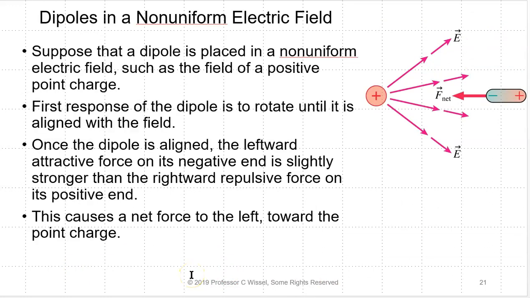Dipoles in a non-uniform electric field. Suppose that a dipole is placed in a non-uniform electric field, such as the field of a positive point charge. The first response of the dipole is to rotate until it's aligned with the field. Once a dipole is aligned, the leftward attractive force on the negative end is slightly stronger than the rightward repulsive force on the positive end. This will cause the net force on the dipole to be to the left, toward the point charge, so the dipole will have a tendency to migrate toward the left.